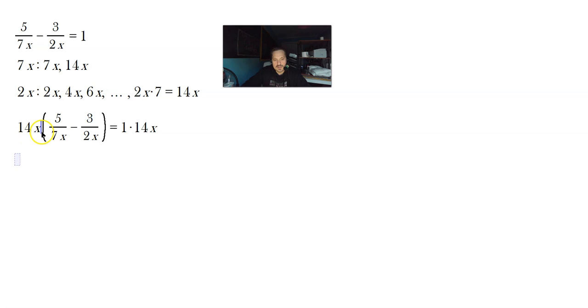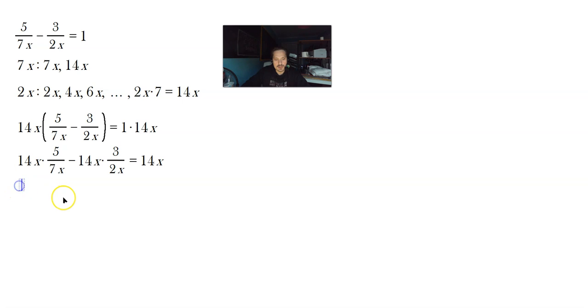Then you distribute this 14x. So it's going to look like this. You have to be really careful here. So 14x times 5 over 7x minus 14x times 3 over 2x is equal to 1 times 14x, which is 14x.